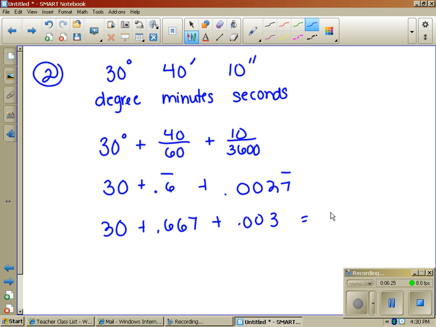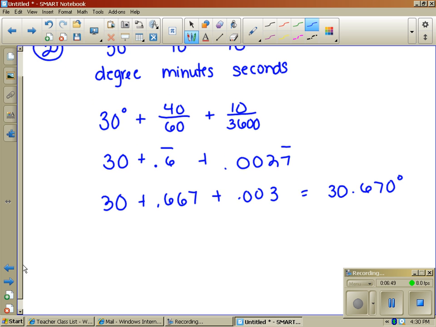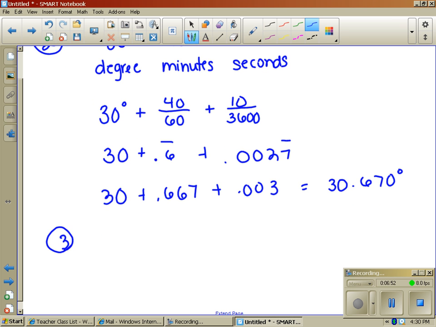Add those up, 30.670. So 30 degrees, 40 minutes, and 10 seconds is the equivalent to 30.670 degrees. Let's say we want to go backwards. Let's say you get an answer of 40.5 degrees.